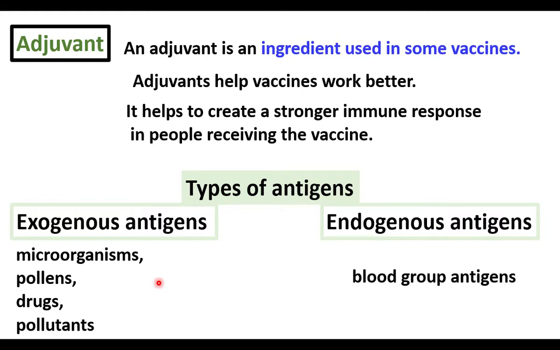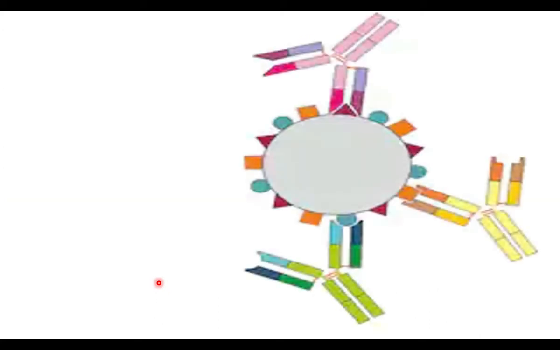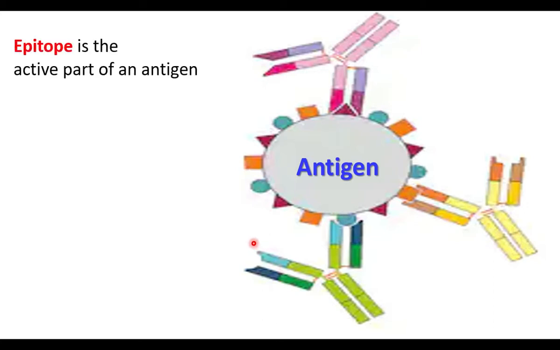Antigens stimulate the immune system to produce antibody molecules. Here the central one is antigen. This diagram shows the binding between antigen and antibody molecules. Antibody molecules are Y-shaped structures. An antigen has epitope. Epitope is a part of an antigen. This is one epitope, this is another epitope, this is another epitope. Here various epitopes are found on the surface of the antigen.